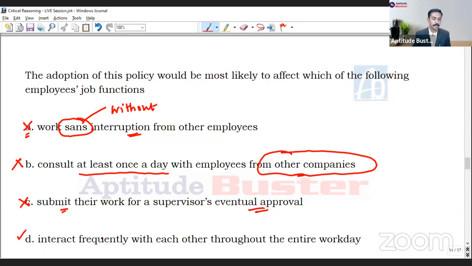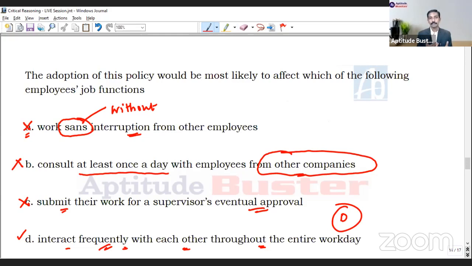Answer is option D, because it says interact frequently with each other throughout the entire workday. So this will be the function that will be most affected, because let's say a particular team consists of 10 team members, and the team lead wants to interact with his team members quite frequently, because that's what the option says, throughout the entire workday. What will the team leader do if each of his team members reports any time between 6 and 11? One reports at 6:30, another reports at 7, yet another reports at 11. He can interact, but can he interact frequently? Certainly not. So the answer is option D.